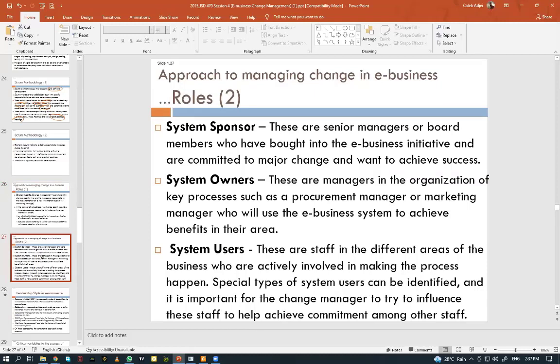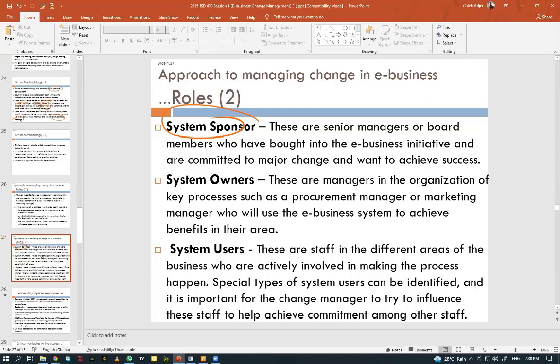How do we manage changes in e-business? Number one, system sponsors. These are senior managers or board members who have bought into the e-business initiative and are committed to major changes and want to achieve success. Don't forget that we said one of the barriers to e-business implementation is getting buy-in, or management support. If you are able to convince them to buy in, we call them the system sponsors, because they are the senior managers or board of directors who have bought into the e-business initiative and are committed to major change and want to achieve success.